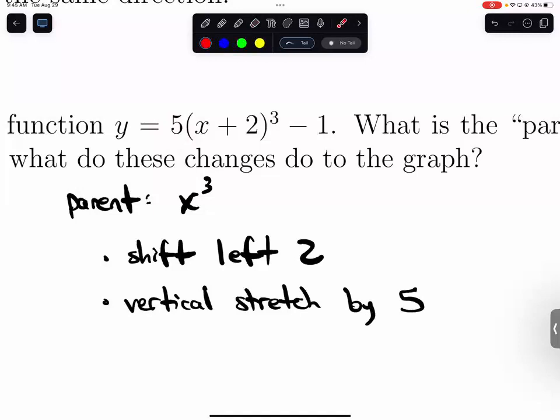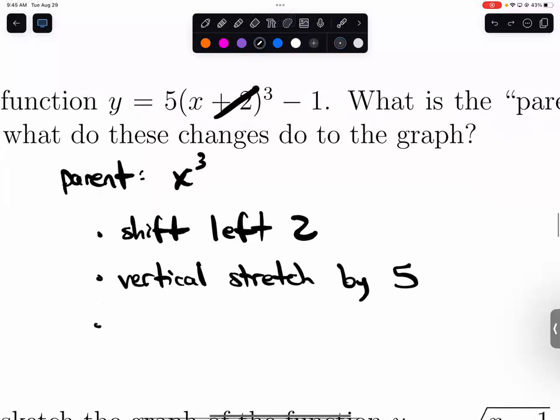Okay, so we've taken care of this and this. What's left? The -1. What does that do? Shifts the whole thing down 1.